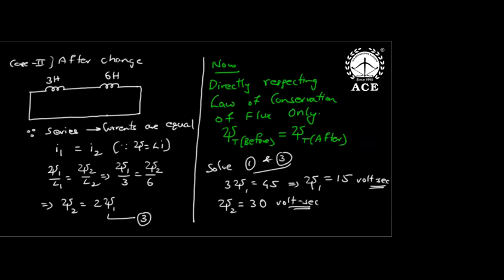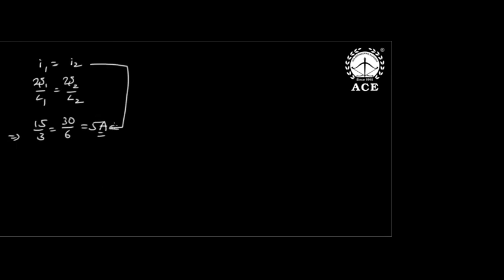Now that I have the flux linkage, I will find the currents again. Since the currents are the same, I1 equals I2, that is psi 1 by L1 must equal psi 2 by L2. With the psi 1 and psi 2 we got, 15 by 3 equals 30 by 6, both equal to 5 amperes. So finally I conclude that I1 and I2 equal 5 amperes.